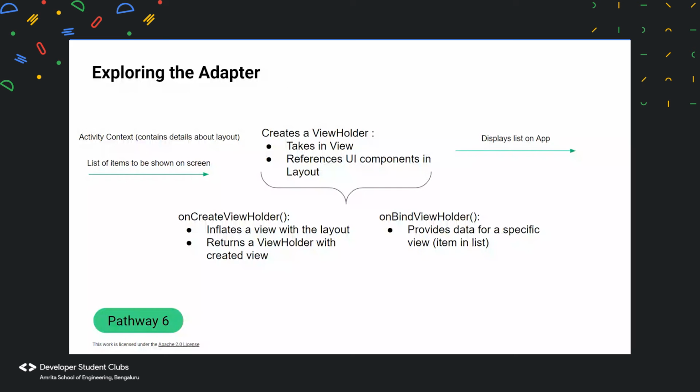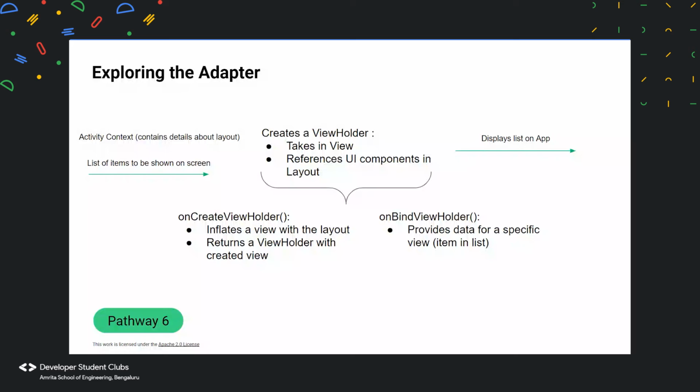What onCreateViewHolder does is inflate a view with the layout. So once you take in the view, whatever layout you've decided to use for each item in this list, you inflate it with that layout, that particular view, and you return a view holder with the created view. So you've got the view holder and you've got the layout.